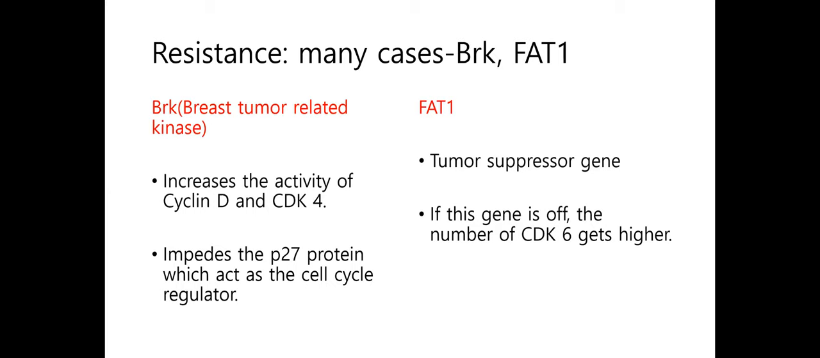BRK is breast tumor related kinase, and it increases the activity of cyclin D and CDK4, or impedes the p27 protein, which acts as a cell cycle regulator. In this way, it can develop resistance to palbociclib. FAT1 is the protein made by the gene of the same name, and FAT1 is a tumor suppressor gene. If this gene is off, so this protein cannot be made, the number of CDK6 gets higher, and so the cell can be resistant to palbociclib.